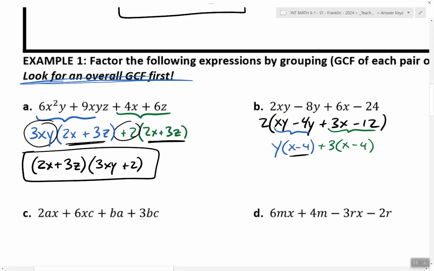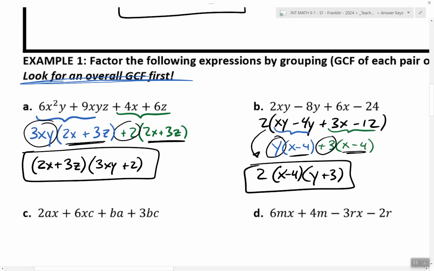Again, this is the same. That's what we're looking for. So that's the first part. We have x minus 4. And then the leftovers, y plus 3. And then don't forget that 2 from the beginning. You want that to be part of your answer as well. So there's completely factored that 4-term polynomial.